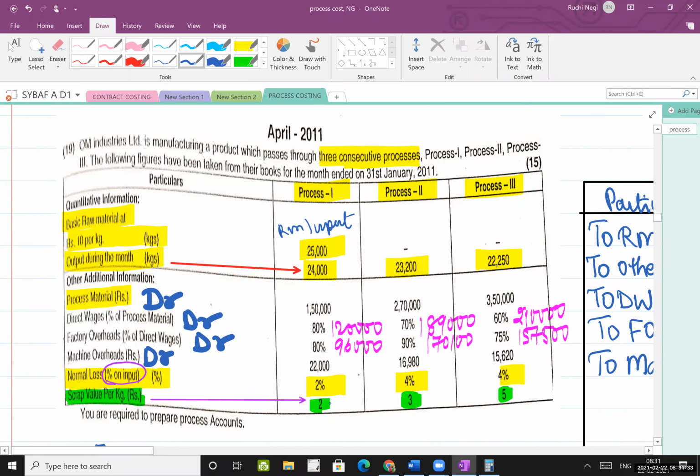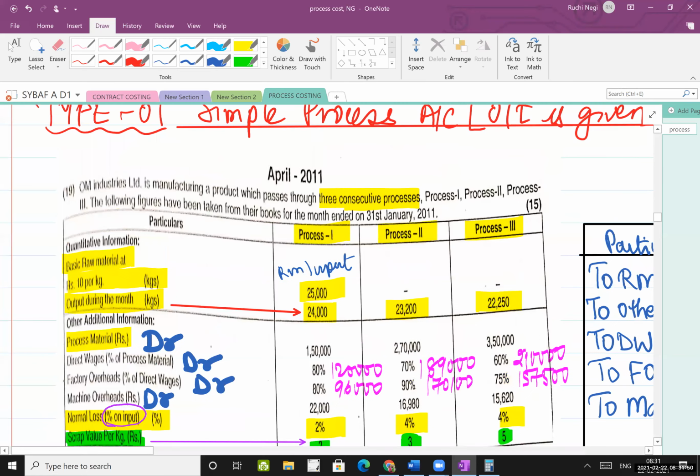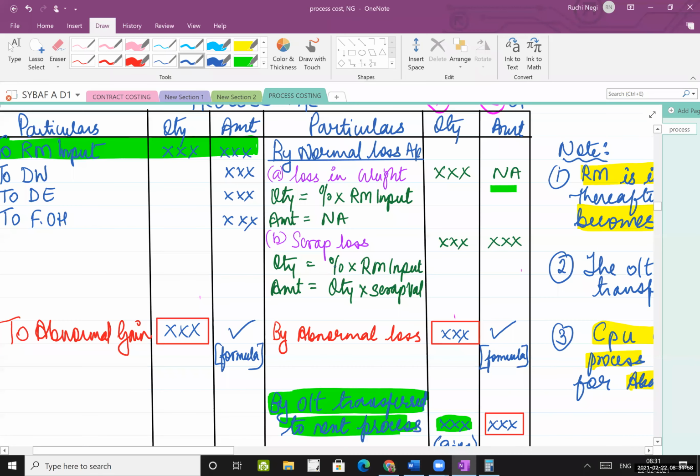Normal loss कितना है? 2%, 4% and 4%. ठीक है. Now अभी क्वेश्चन में ना स्क्रैप लॉस दिया है. ओके, अगर क्वेश्चन में स्क्रैप लॉस दिया है मतलब स्क्रैप वैल्यू दिया है, that means this is a sum of scrap loss, right? Because normal loss में, what did I tell you when we were doing theory? There are two types of normal loss, weight loss and scrap loss. Weight loss में क्या होता है? Scrap value नहीं दिया होता है. That is why we are not able to find this. It is always dash. Scrap loss में scrap value दिया रहता है.